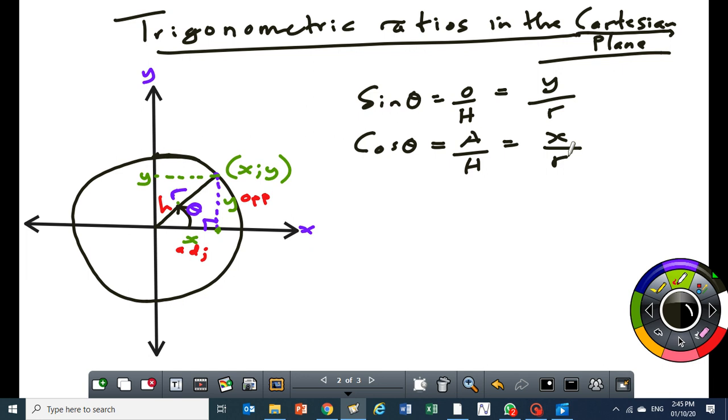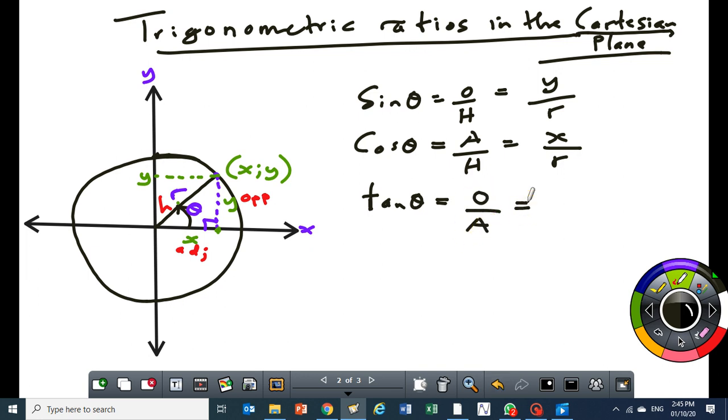Then tan theta is equal to y over x. I suppose right there, opposite over adjacent. So it's opposite over adjacent. Which one is the opposite side?